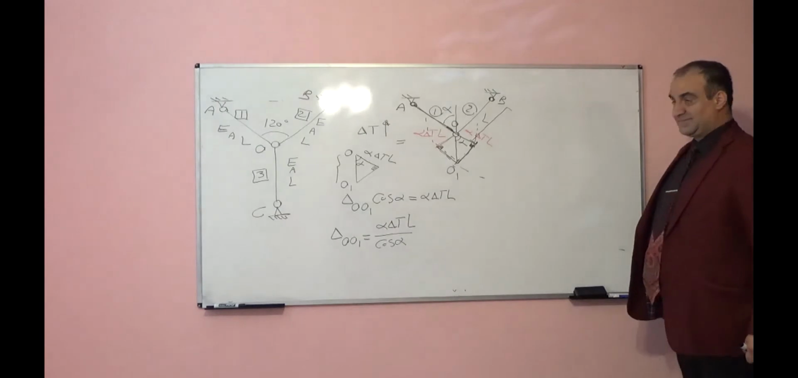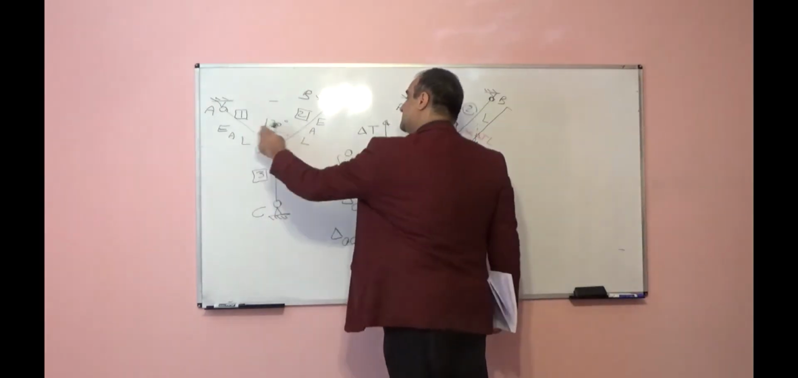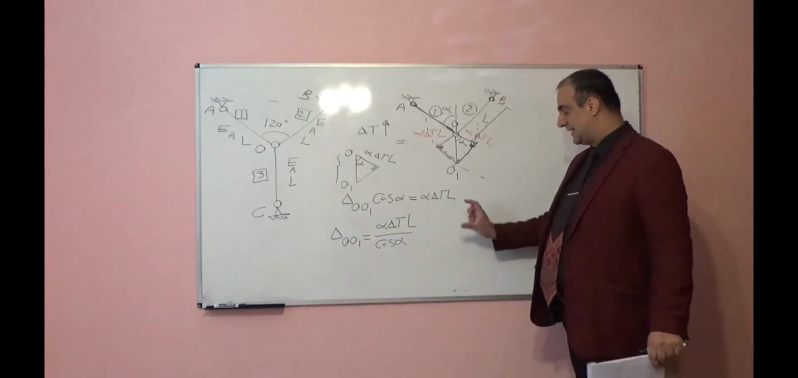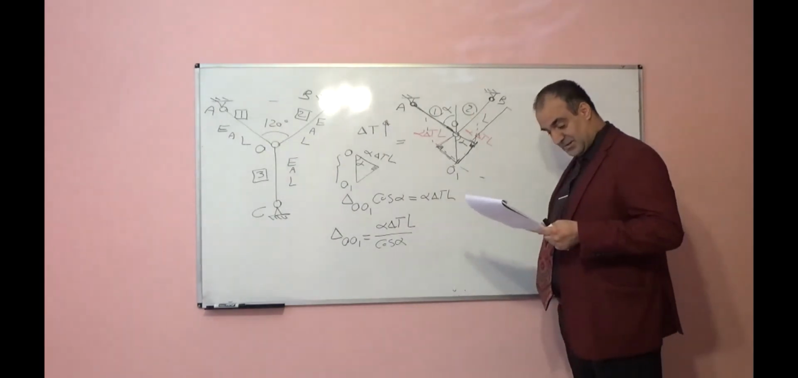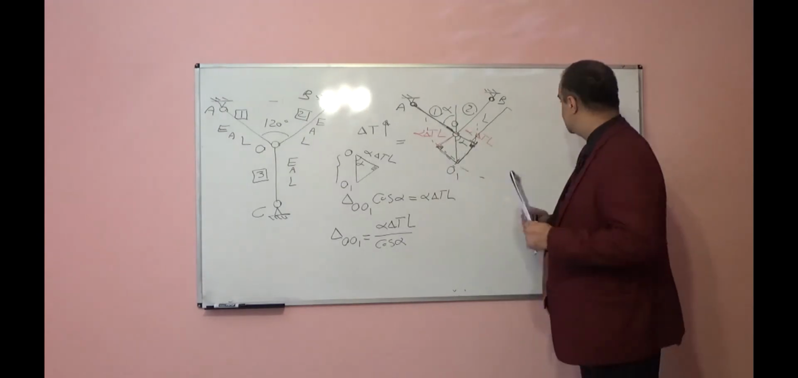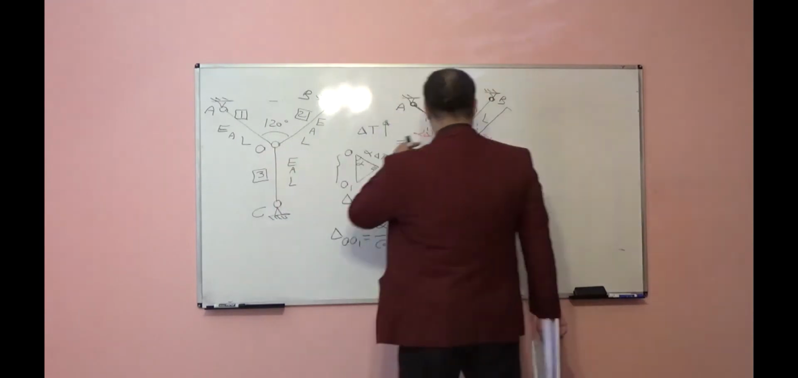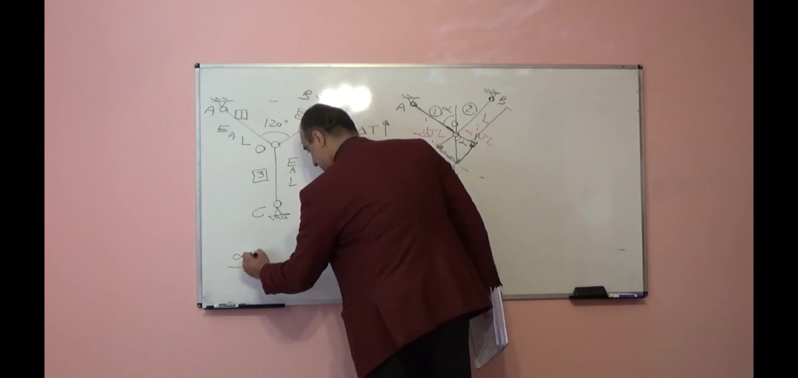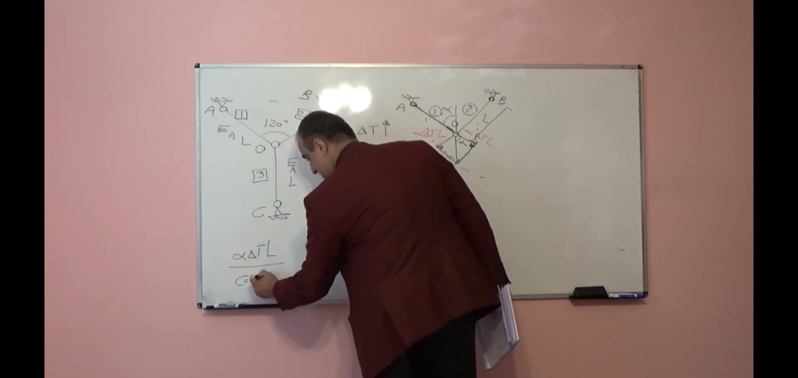So if we don't have the third member and we increase the temperature in these two rods, point O will move down, and the magnitude of that will be alpha delta TL divided by cosine alpha. Alpha here is 60 degrees. So point O will transfer to point O1 and it will be alpha delta TL divided by cosine 60.